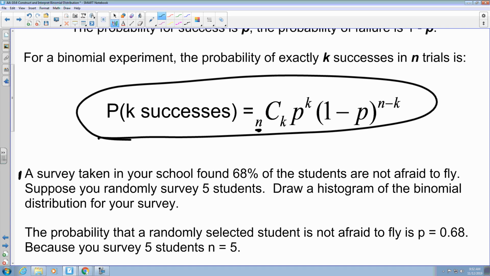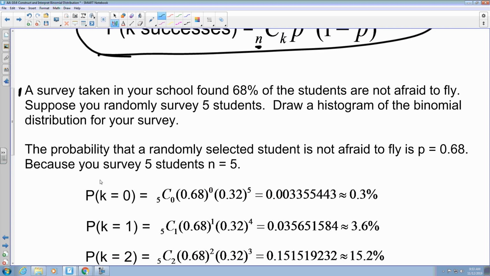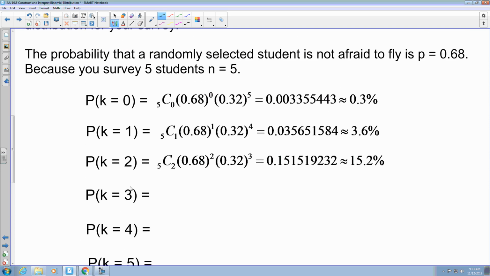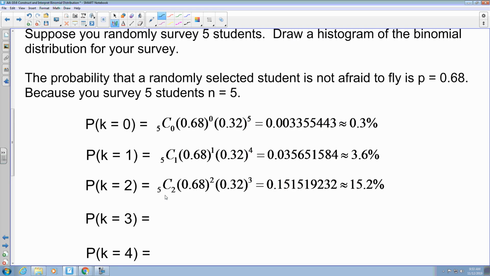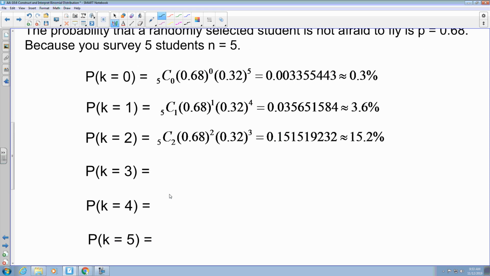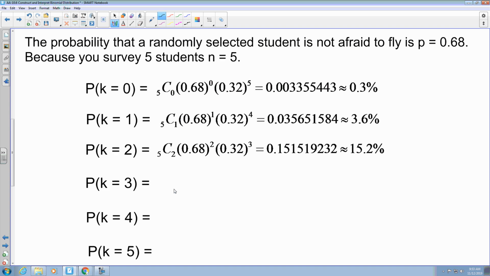Suppose you randomly surveyed 5 students and you want to draw a histogram of a binomial distribution for your survey. The probability that a randomly selected student is not afraid to fly is p equals 0.68, because it's 68%. Because you have 5 students in the survey, n is going to equal 5. So what we have here is all the different possibilities: if you talk to 0 people, 1, 2, 3, 4, or 5.